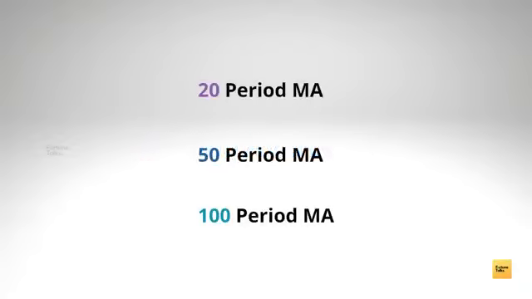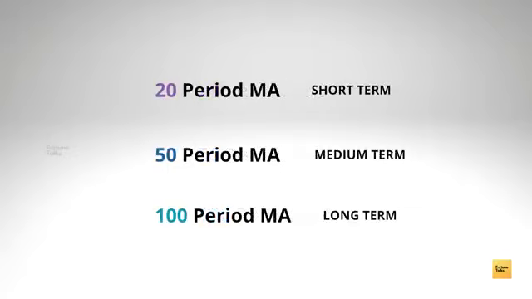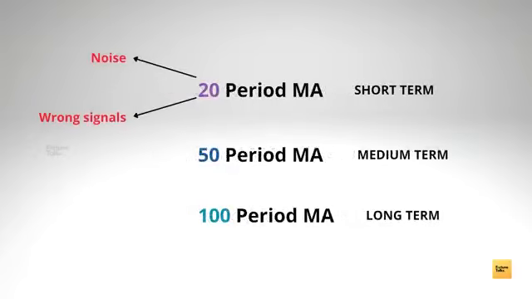You could use a 20 period, a 50 period or even a 100 period moving average. It does not really matter, and it comes down to whether you are a short-term trader or a long-term trader. Short-term traders generally use shorter moving averages to get the trade signals quicker. And of course, shorter moving averages are more vulnerable to a lot of noise and wrong signals.